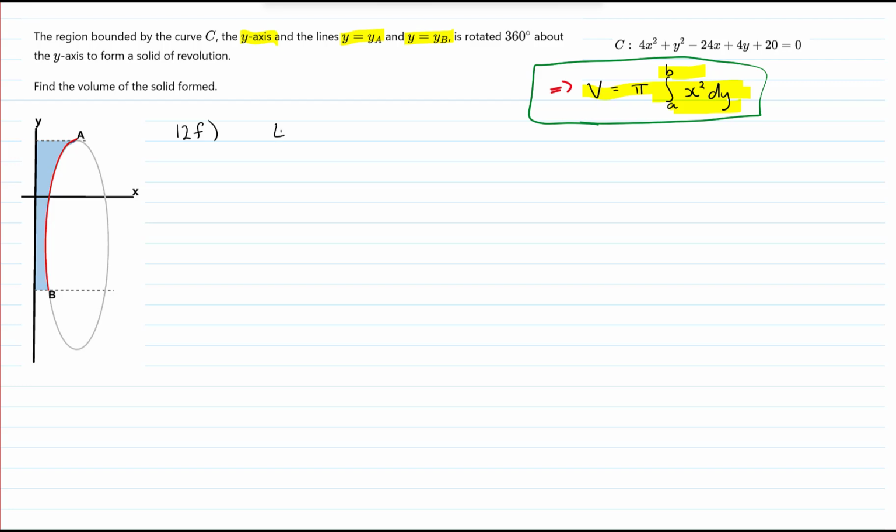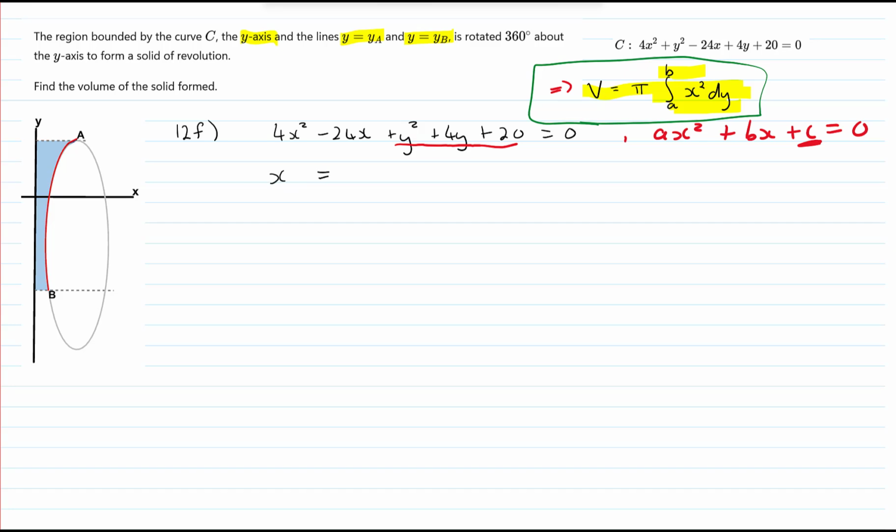So I'm just going to write the curve C like this: 4x squared minus 24x plus y squared plus 4y plus 20 is equal to 0. So now I've just got a quadratic in terms of x. It's of the form ax squared plus bx plus c equals 0. As you can see, the y squared plus 4y plus 20 is just the c part in that equation.